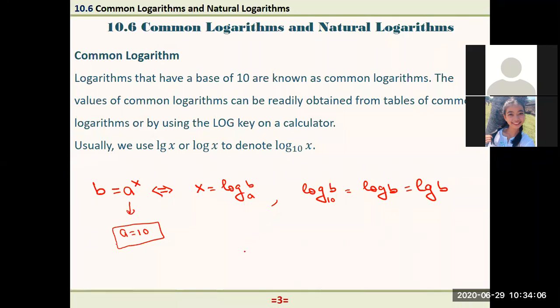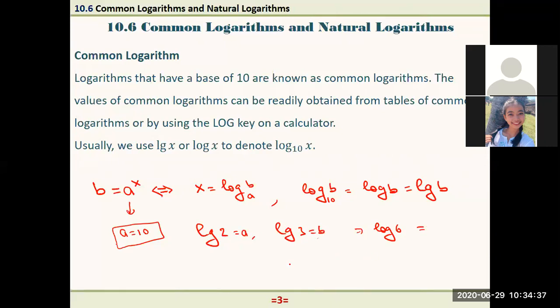Sometimes, for example, you are not allowed to use a calculator. Let's say you are given the value of the common logarithm of 2, and you also know the common logarithm of 3. Then they ask, without using a calculator, evaluate the common logarithm of 6. How can I do that? Let's say the first value is a and the second value is b.